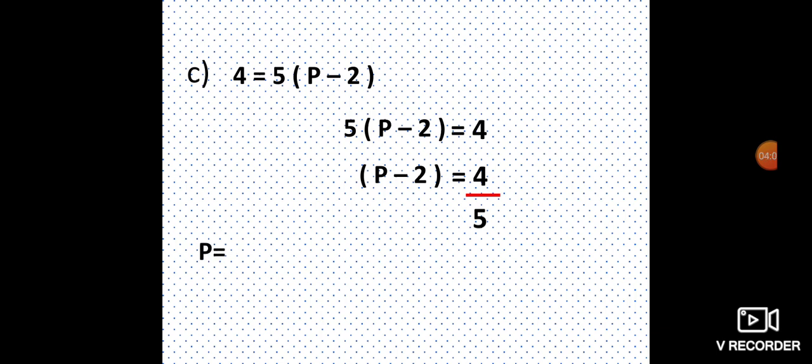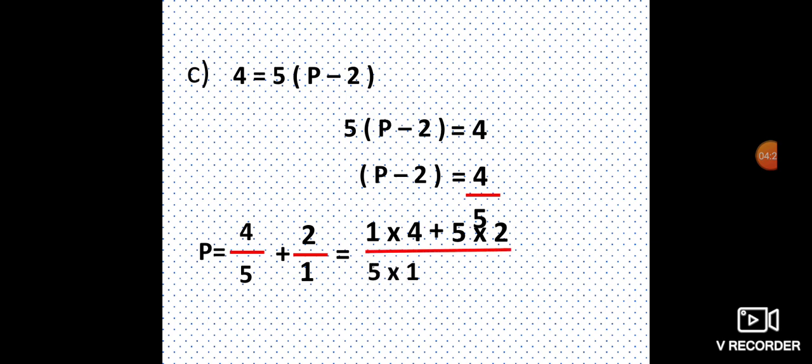Then next step, we transpose minus 2 to RHS. That is 4 by 5 plus 2. Minus 2 becomes plus 2. No denominator there, so we put by 1. In the next step, we cross multiply. 1 into 4 plus 5 into 2, whole divided by 5 into 1. 1 into 4 is 4. 4 plus 10 divided by 5. 4 plus 10 is 14. 14 by 5, no common number. So, we write it as 14 by 5.